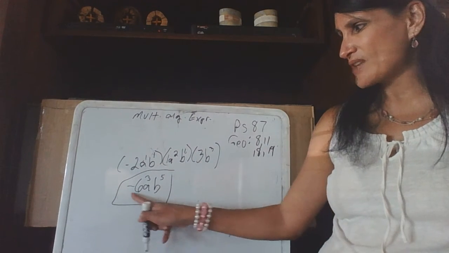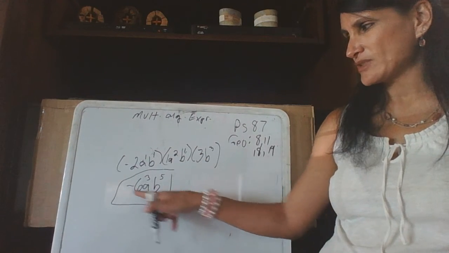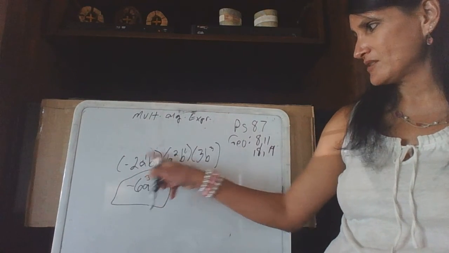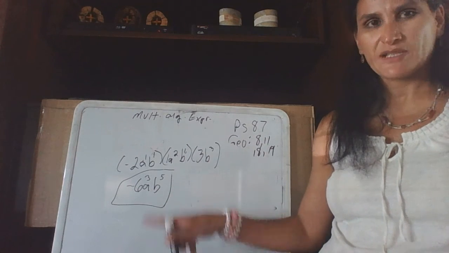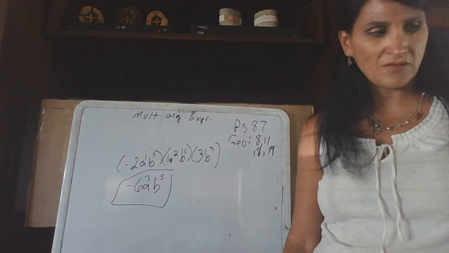Notice there's no sign in between the letters. There's only a sign in the front because a negative times a positive is a negative. There's no sign in between because if you put a sign in between, you're saying it's addition instead of multiplication.